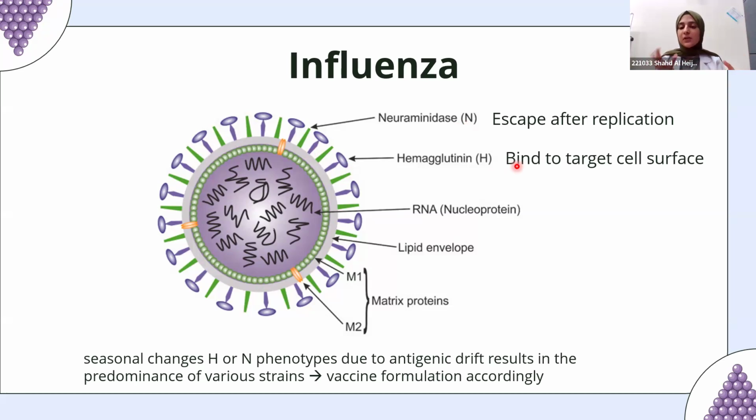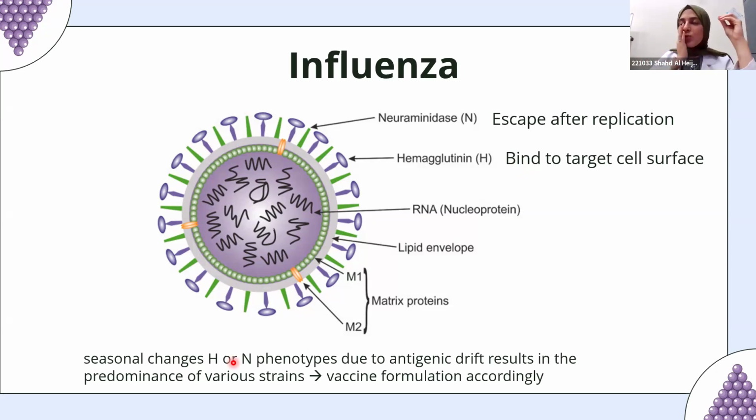Now you have different types of H. So you have numbers, different numbers. So you have H1, H2, H3 for different types of hemagglutinin. Again, you have N1, N2, N3 for neuraminidase. So antigenic drift could be caused by some changes in the H and the N. Now, major changes will cause different strains of influenza to appear.